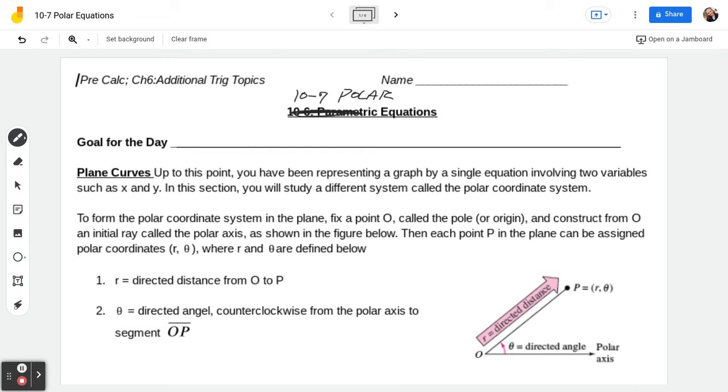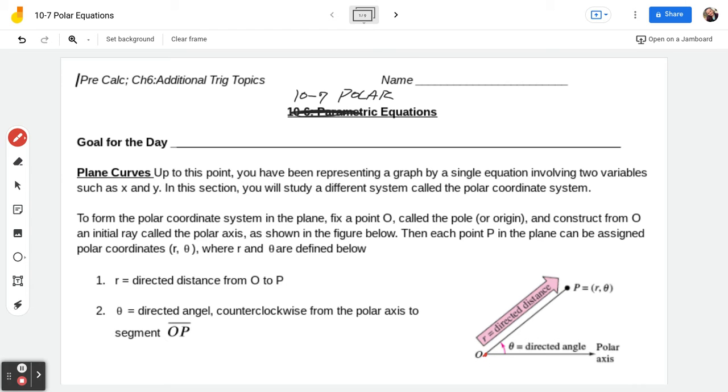Up until this point, you have been representing a graph by a single equation involving two variables, minus parametric. In this section, we're going to study a different system. We're going to call it the polar coordinate system. To form a polar coordinate system on a plane, we start with a fixed point O. So our fixed point O is right here in our diagram. That's kind of like the origin.